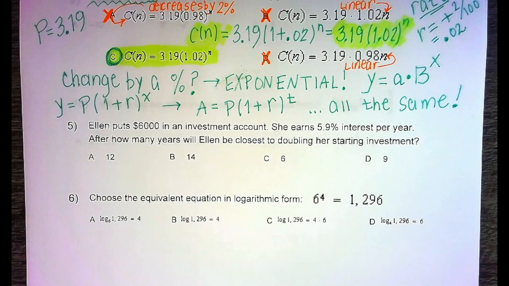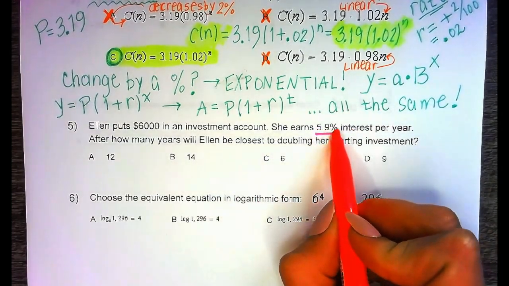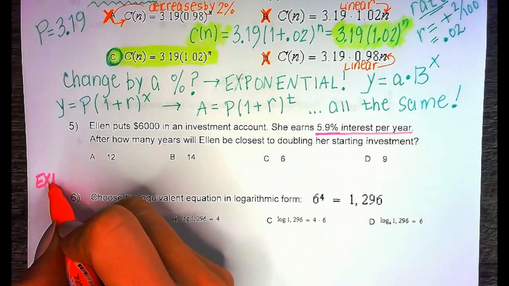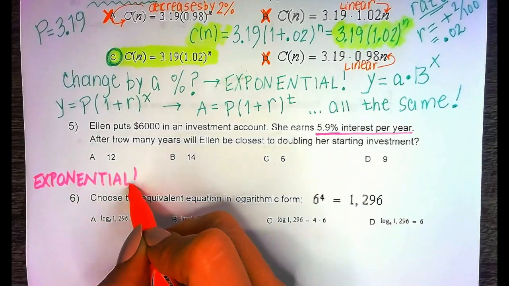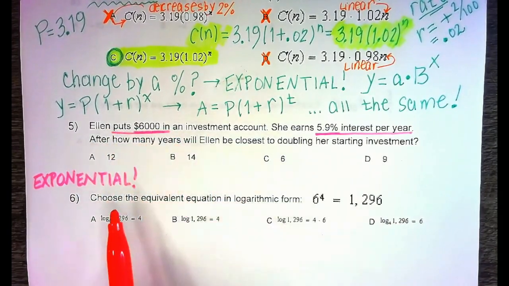Ellen put $6,000 in an investment account. She earns 5.9% interest per year. After how many years will Ellen be closest to doubling her starting investment?